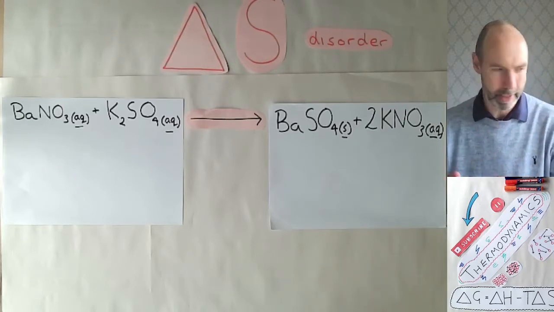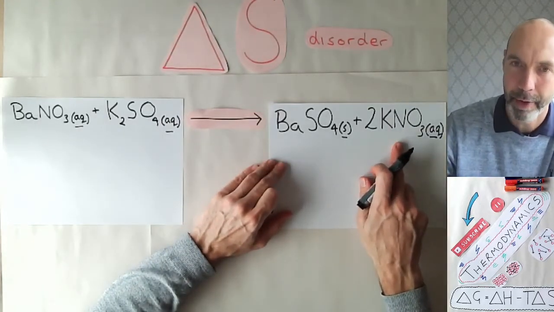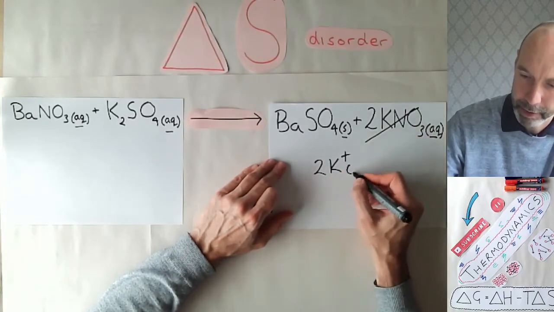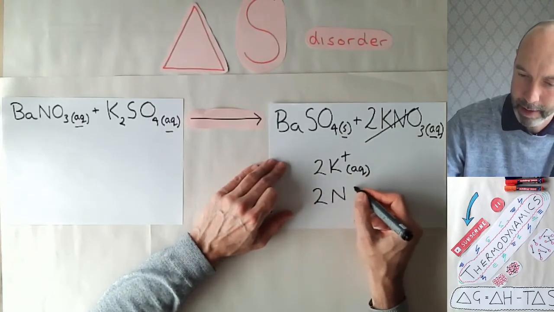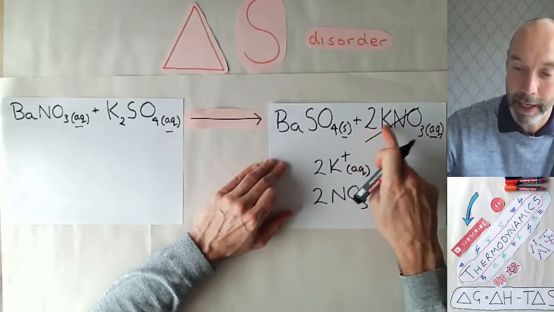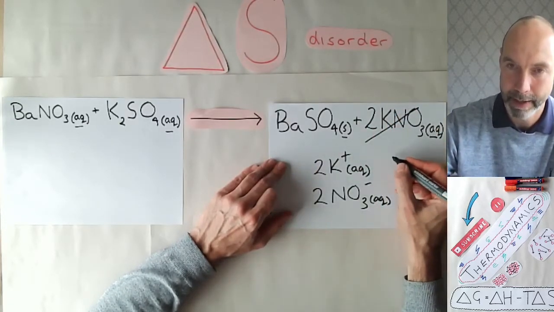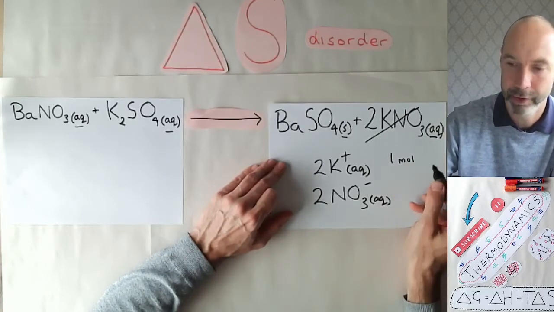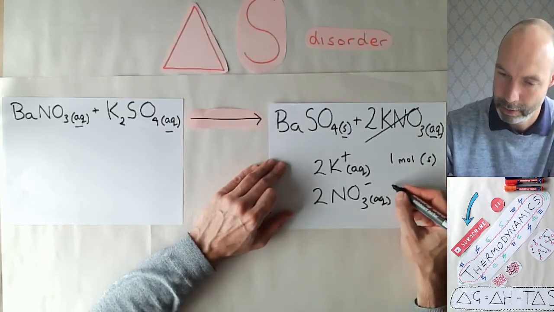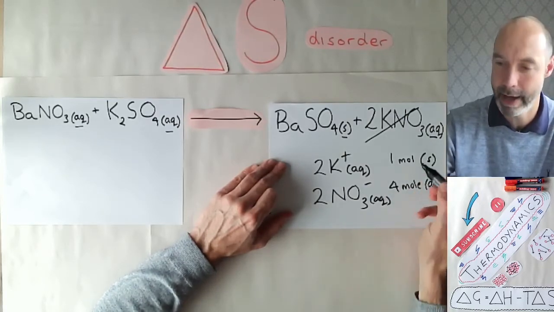So what we need to do is visualize these solutions as their ions. So instead of seeing 2KNO3, I'm going to see 2K+ and 2NO3-. Remember, be careful here because it's 2 KNO3s, that means we've got 2 Ks and 2 NO3s. So this right hand side here is 1 mole of solid and 4 moles of aqueous. That's what I've got on the right hand side.